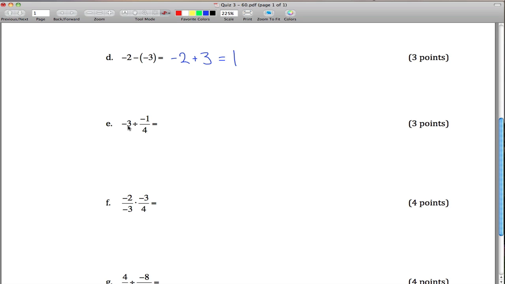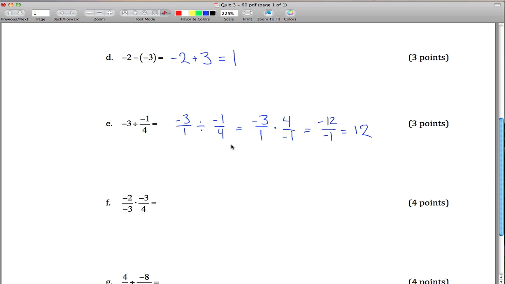Now we got -3 divided by -1/4. What I would do here is think about -3 as -3 over 1. And then dividing fractions is a lot like multiplying fractions, except you have to flip the bottom one upside down. So what we get here is -3 over 1 times 4 over -1, which is -12 over -1, which is just +12. You don't have to go through all those steps.